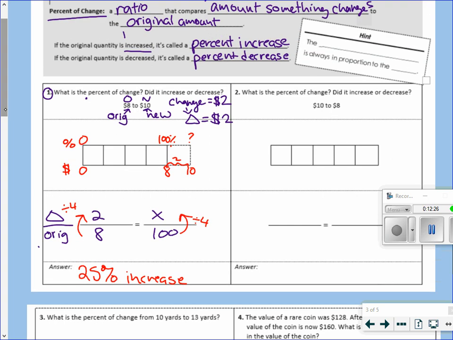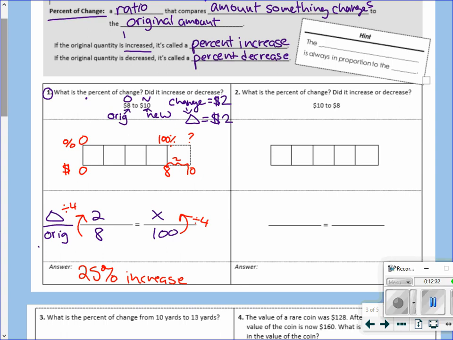Okay? Let's just do one more together. I'll start with the bar model and then go to the proportion. Okay? So starting in number 2, what is the percentage change? Did it increase or decrease? So first, let's look. Which one is my original? Which one is my new? Original 10 and new 8. Very good. Original to new.